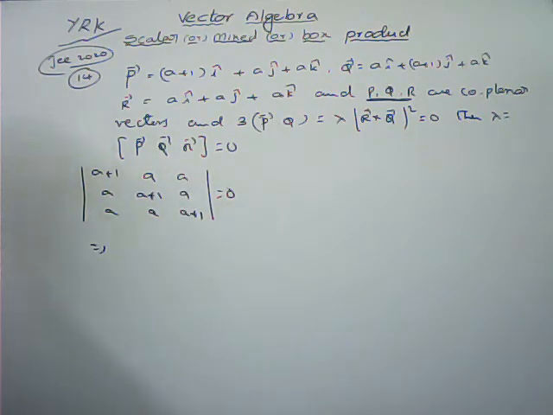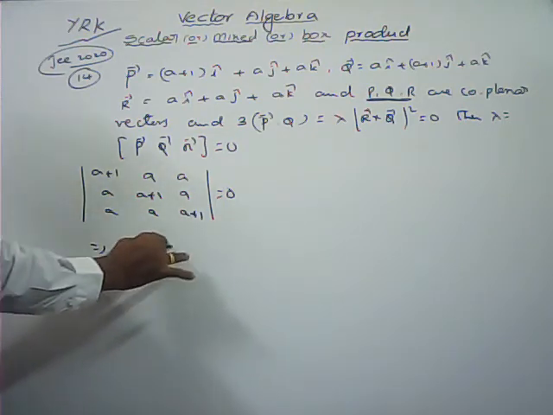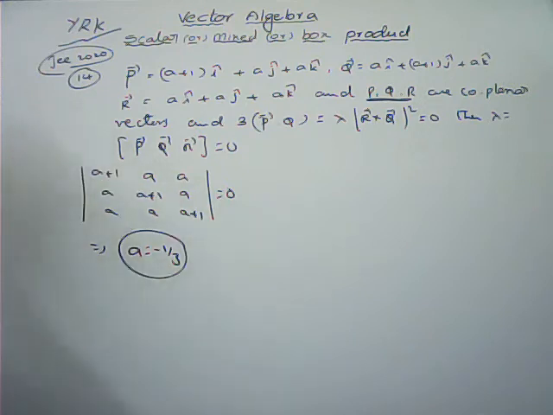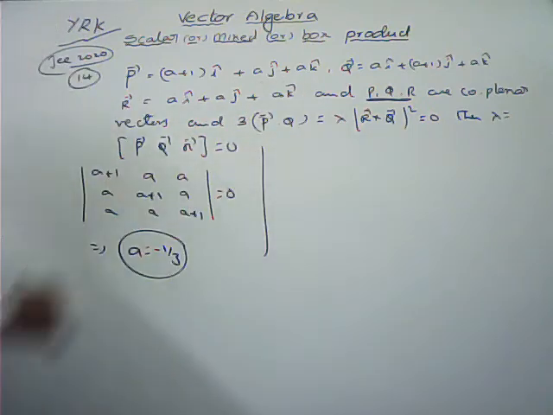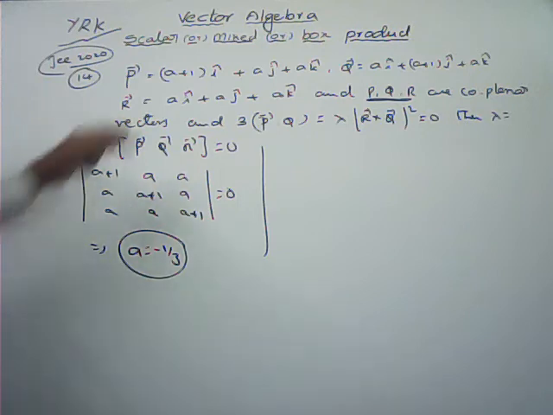Expand this one and equate to 0. Here we can get a value, that is minus 1 by 3. A is equal to minus 1 by 3. For a equal to minus 1 by 3, you can write down all the three vectors in terms of real values. You get minus 1 by 3 plus 1, that is 1 by 3 into i cap, like that you can write down.